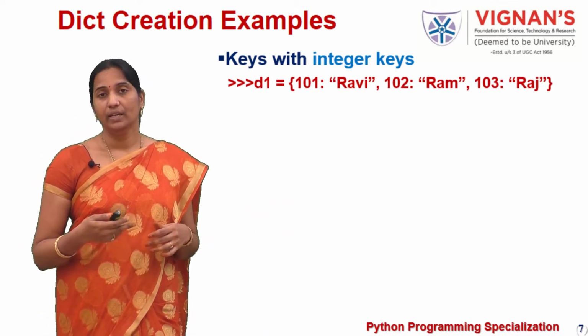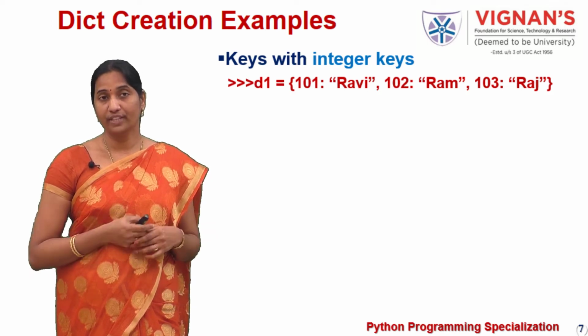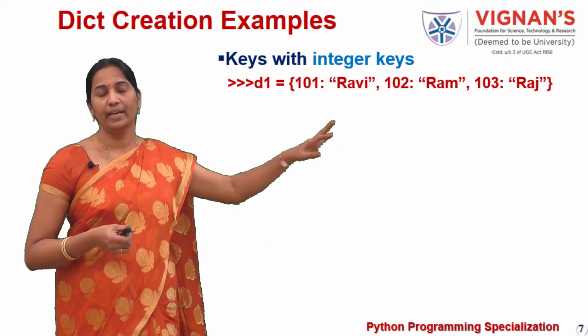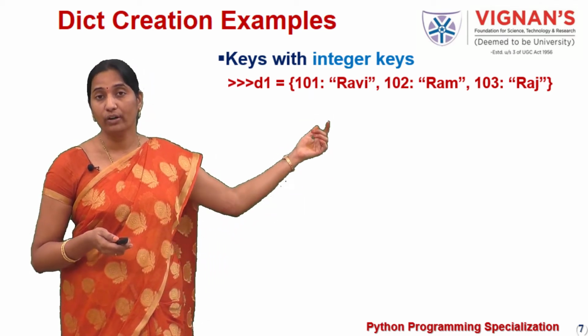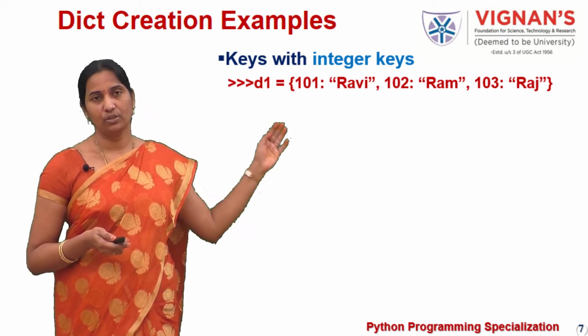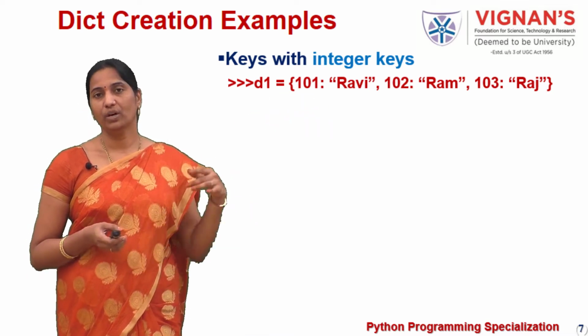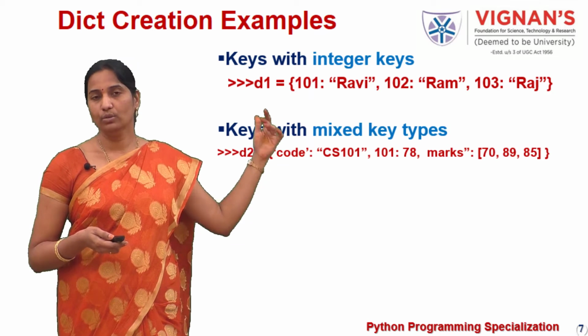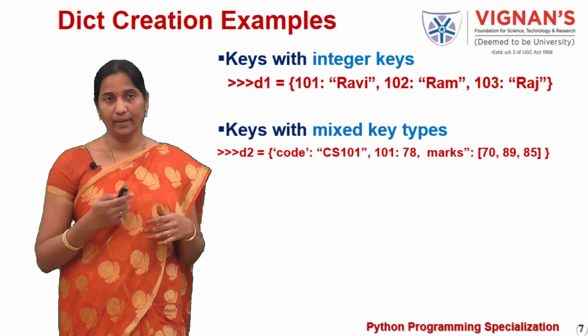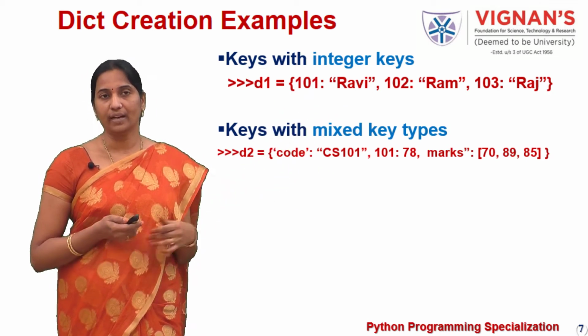Now let's see examples of different types of dictionaries. So here you can see an example dictionary D1 where all the key types are of integer types. So 101, 102, 103. Because integer is immutable, it is valid. And of course values could be of any type, so you need not worry about that. So now let's have a look at the other example.